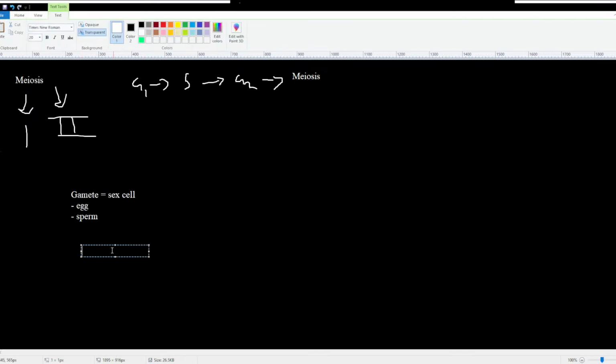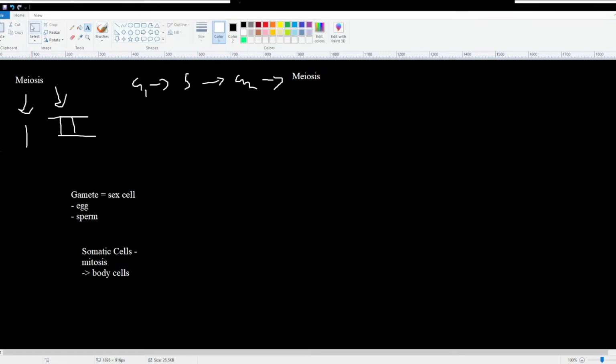For your information as well, somatic cells are made during mitosis. Somatic cells just means body cells. So every other cell in your body is a somatic cell, versus gamete cells, which are sex cells. So the point of meiosis is to make gametes, and it's going to get initiated pretty much in the same way as just regular cell division.